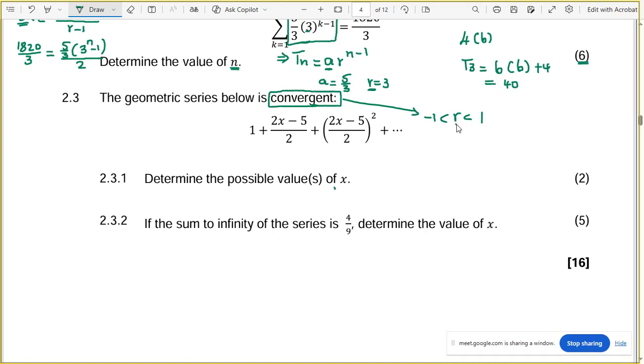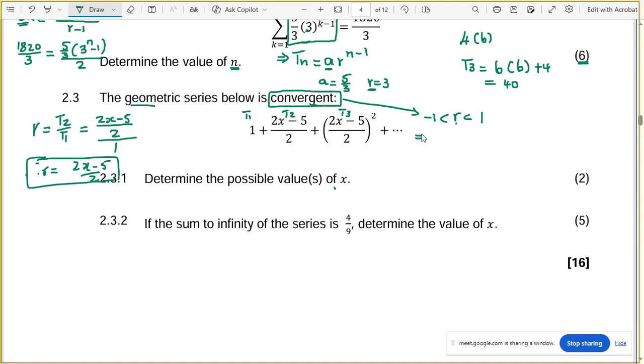Okay. So now determine the possible values of x. You need to find r, substitute r on this equation, and then that way you can find the values of x. First thing first, if this is convergent, we are talking about geometric. So r equals your t2 divided by t1. So this is your t1, this is your t2, this is your t3. Your t2 is 2x minus 5, everything divided by 2. Everything is divided by 1, which is just whatever you have on top, which is 2x minus 5 over 2. That's the value of r. You understand? Yes.